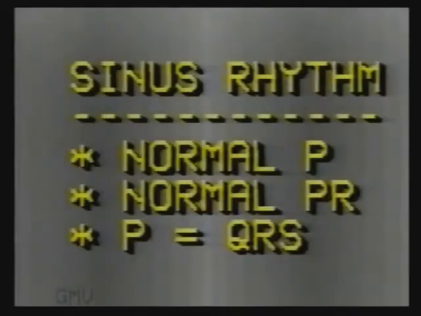So now we know the features of normal sinus rhythm. Number 1, the P wave morphology should be normal. Number 2, the PR interval should be normal and constant. And number 3, each P wave should be followed by a QRS complex.